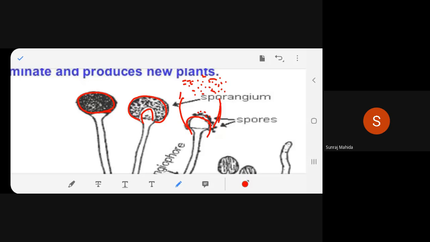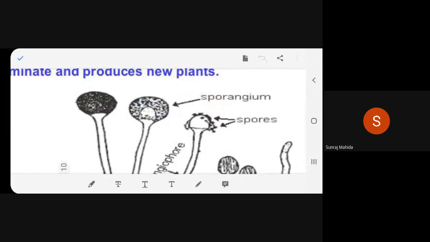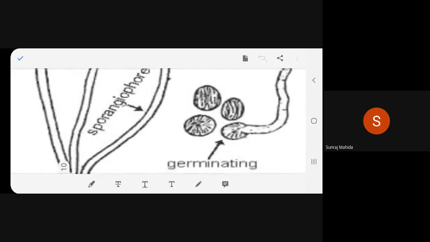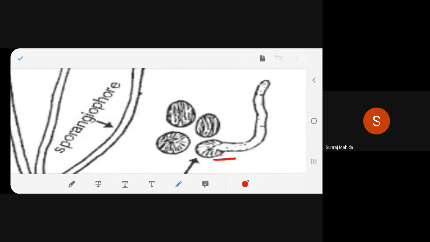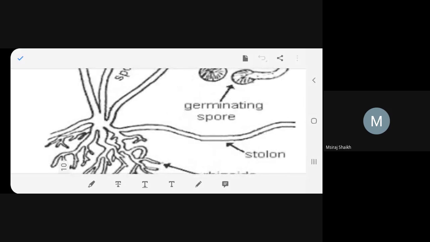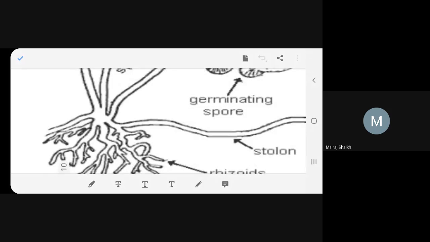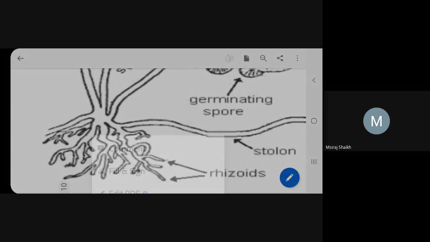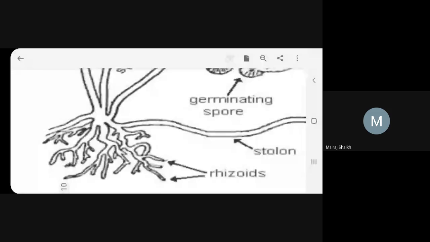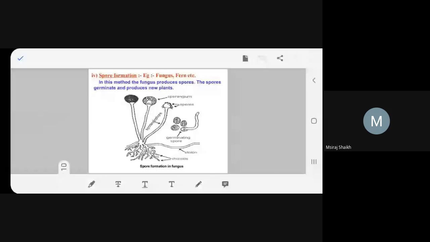And when the spores come to a substratum, it starts germinating. Can you see this? These spores start germinating. And again, this will form. Can you see this? Again, this is the life cycle. This is what will be formed. This is fungus growth. Understood, all of you?